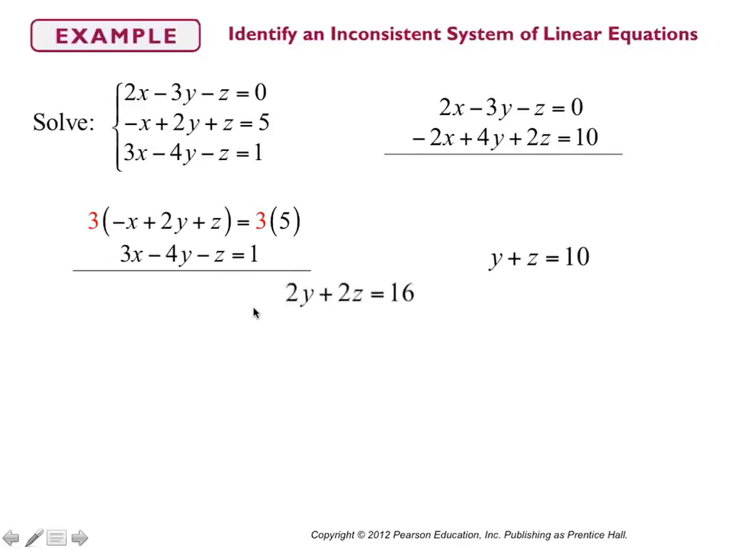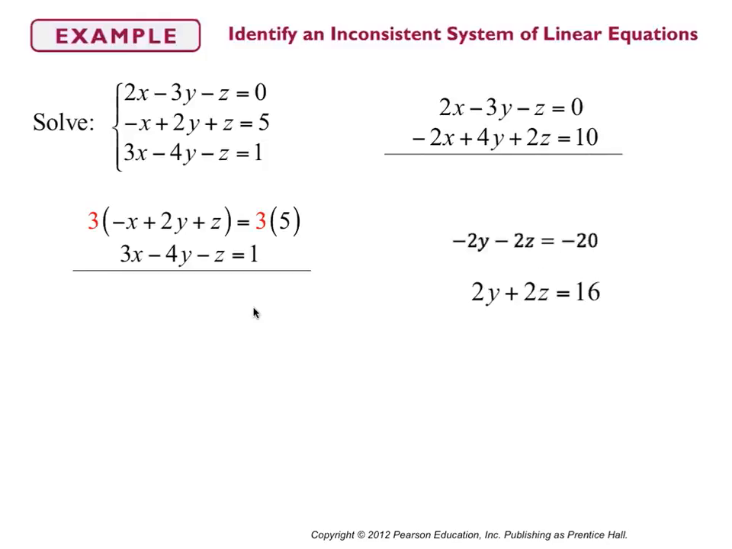So then we take our two starred equations and stick those together. We can multiply the first equation by negative 2. That's probably the easiest thing to do. So we get negative 2y minus 2z equals negative 20. And then what you should notice is negative 2y and 2y are going to cancel, and negative 2z and 2z are going to cancel. We're just left with 0 equals negative 4.